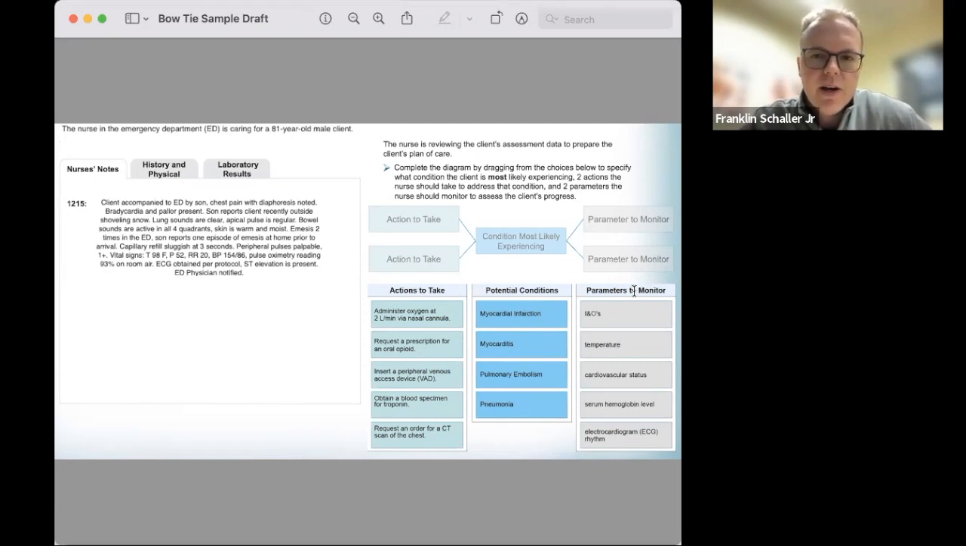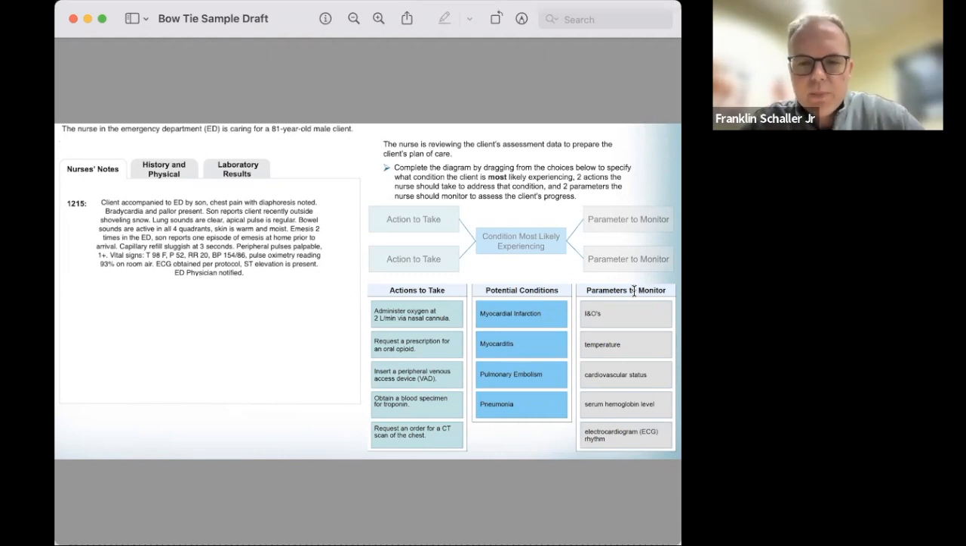It says complete the diagram by dragging from the choices below to specify what condition the client is most likely experiencing, two actions the nurse should take to address that condition, and two parameters the nurse should monitor to assess the client's progress. When I hear the patient's story in the nurse's notes on the left-hand side, I can't help but think the most likely condition the client is experiencing is a heart attack, a myocardial infarction. That's what I was thinking the entire time I was reading those nurses' notes.